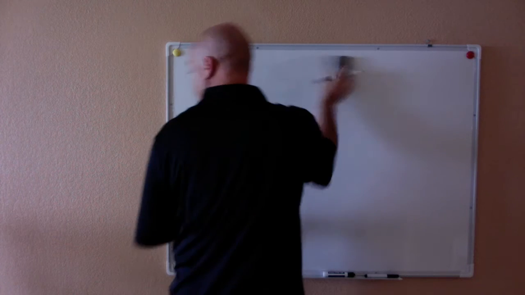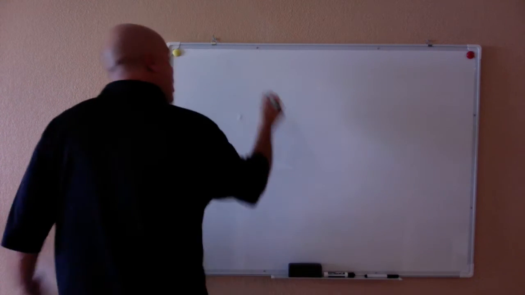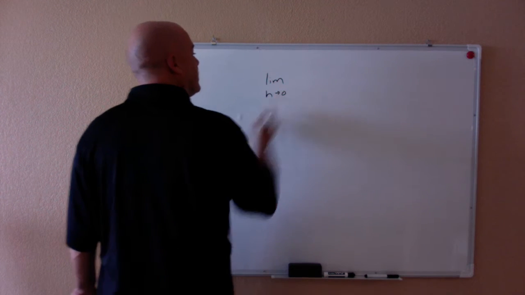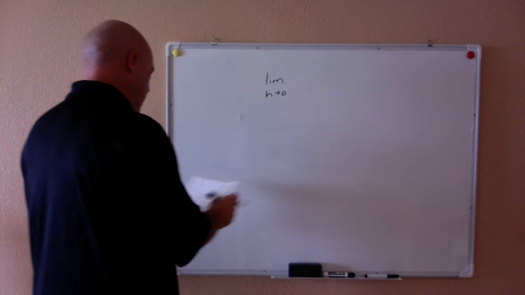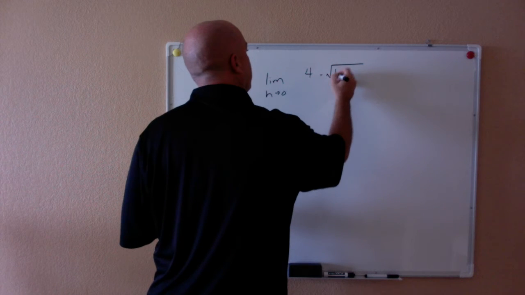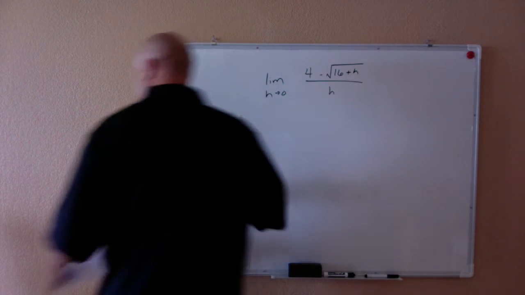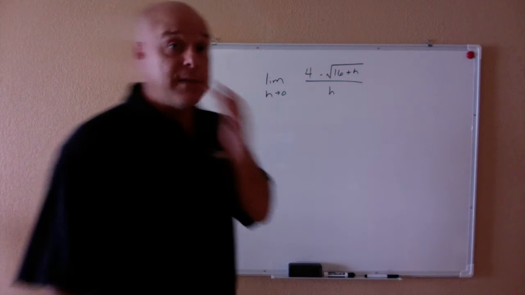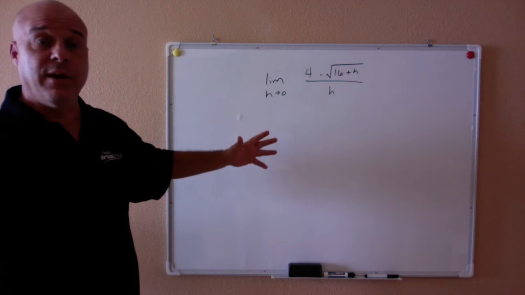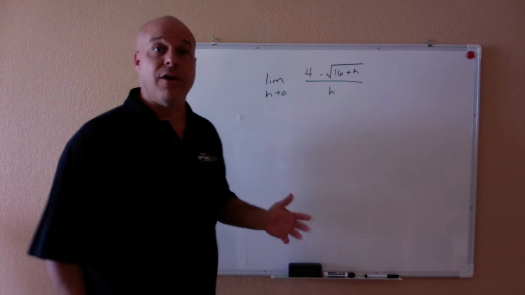This one may be a little bit more complicated, looks a little bit more difficult here. Let's try the limit as h tends to 0 of 4 minus the square root of 16 plus h, divided by h. Okay, for a problem like this, again, first thing you want to do, plug in the value, see if you can evaluate it that way. If I can, I'm done. If I can't, then I'm going to have to see if I can do some kind of algebraic manipulation.